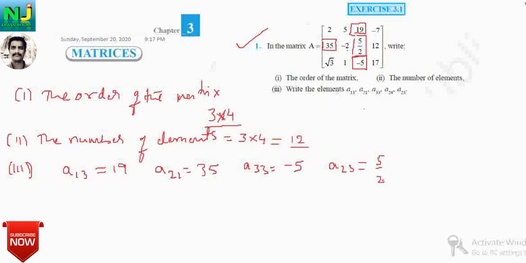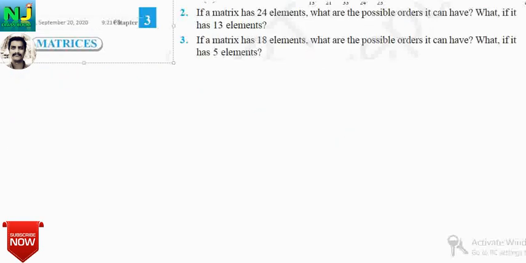So 5 by 2 is the second row, third column element. Like that you have to find out the corresponding elements of the given matrix. So this is the solution of question number 1 in exercise 3.1 of chapter 3 matrices. We go for the second problem.